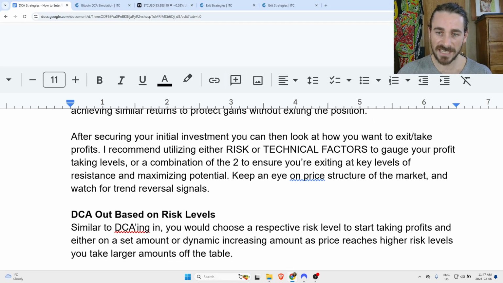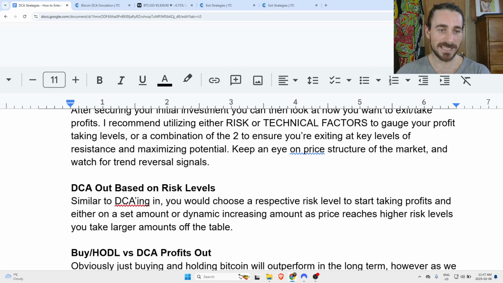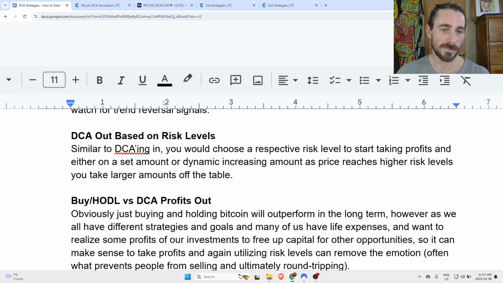Obviously, ensure you're exiting at key levels of resistance, maximizing potential. Keep an eye on the price structure of the market and watch for macro trend reversal signals. That's going to be a sign for us to try and get out of our positions before we go into a sustained downtrend. So DCAing out based on risk levels, similar to DCAing in. Choose a respective risk level to start taking profits, and either on a set amount or dynamic increasing amount as price reaches higher risk levels, you take larger amounts off the table. So we'll flip over here.